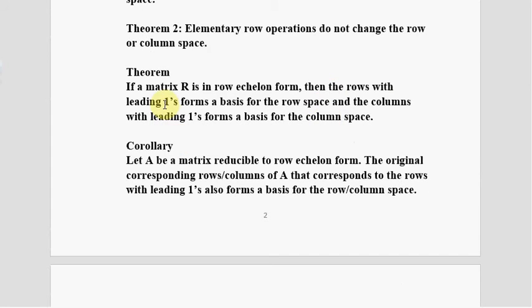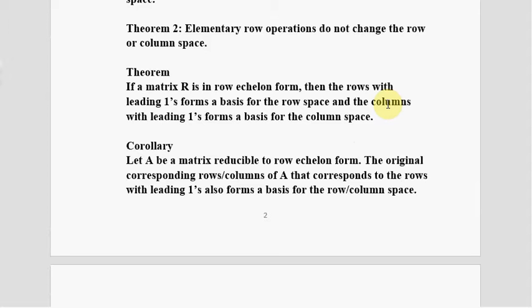Another important theorem is that if a matrix R is in row echelon form, then the rows with the leading ones, I told you that the leading ones give us a great indicator of where the basis will be formed for that system, whether it's the basis for the row space or column space. So if a matrix R is reduced in row echelon form, then the rows with the leading ones form a basis for the row space, and the columns with leading ones also form a basis for the column space.